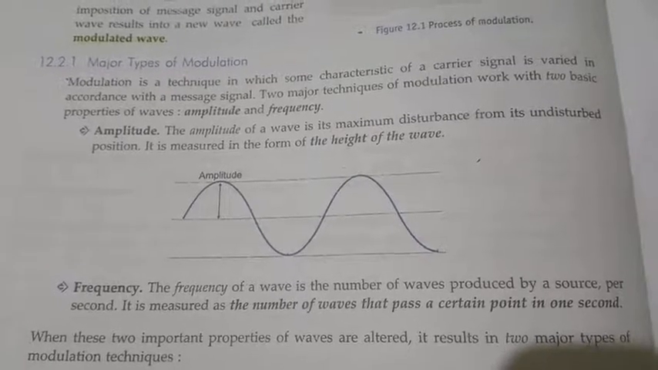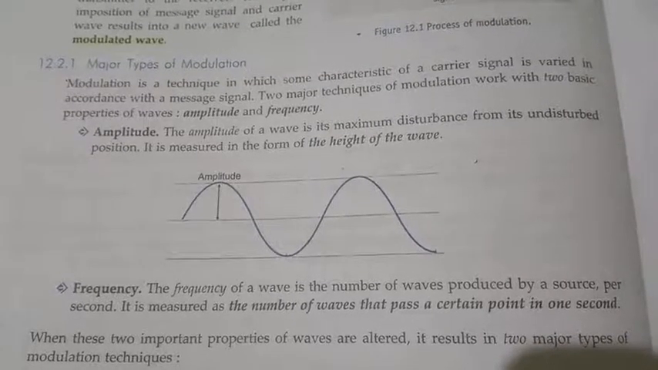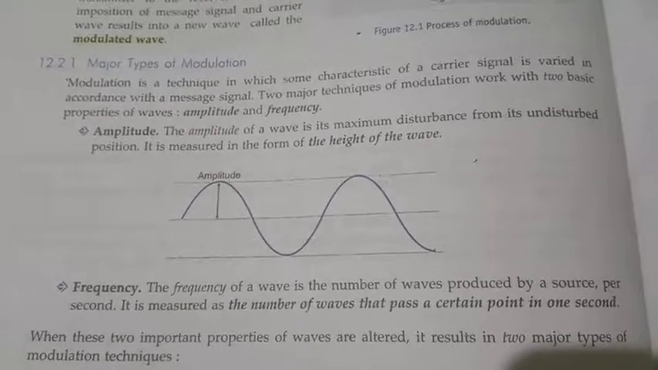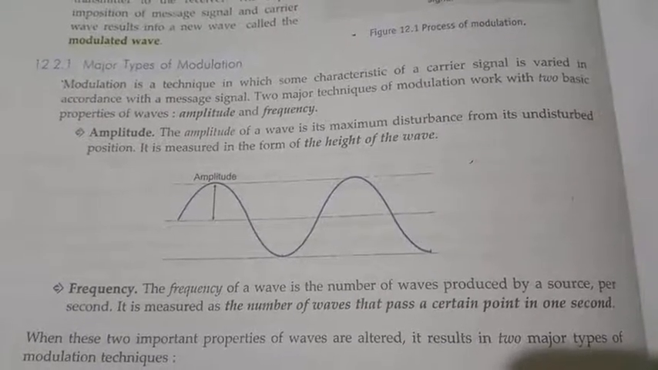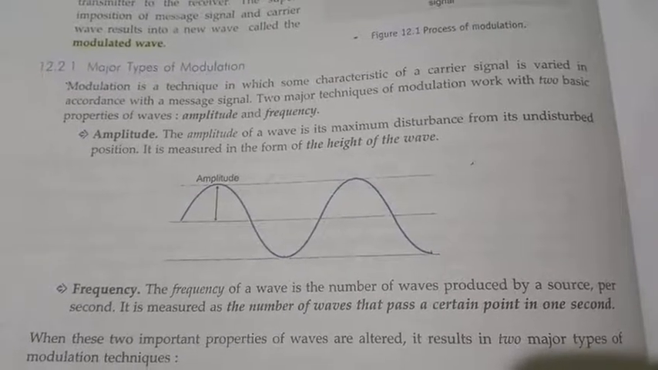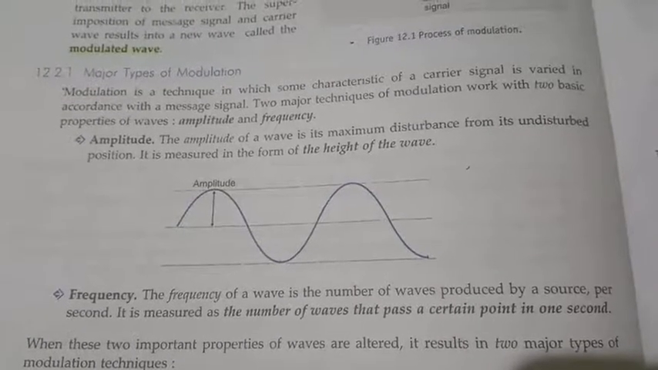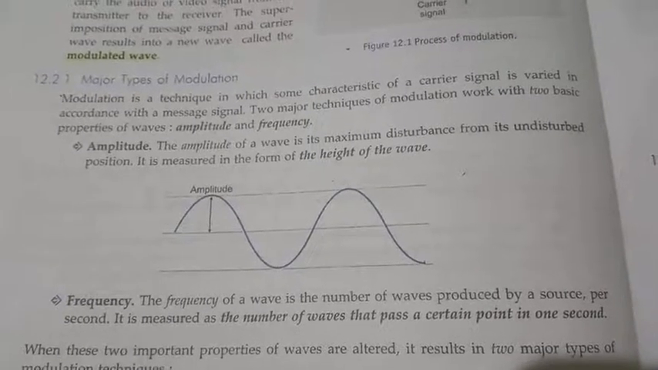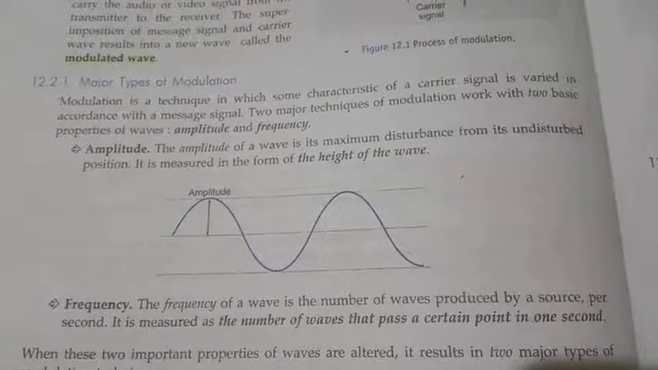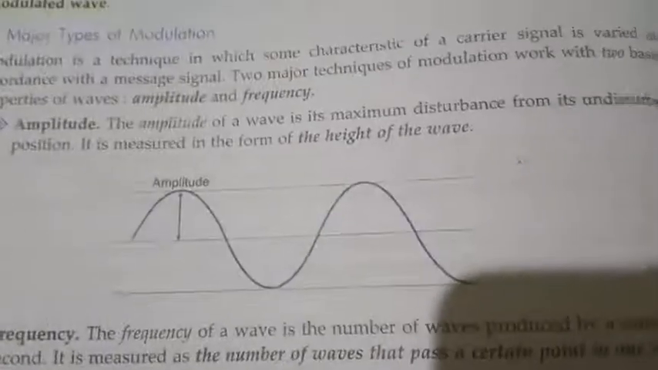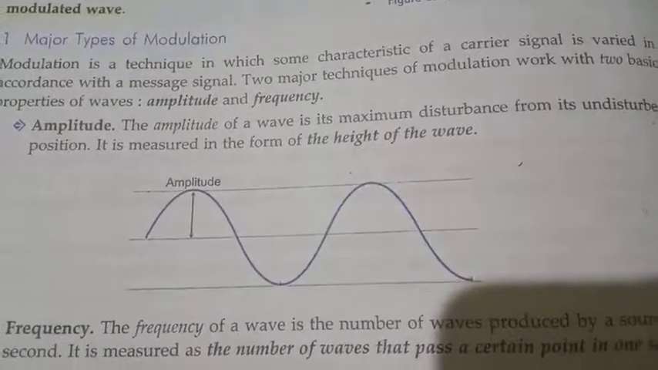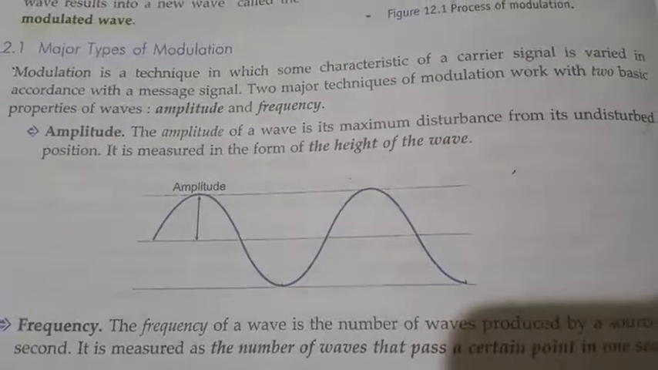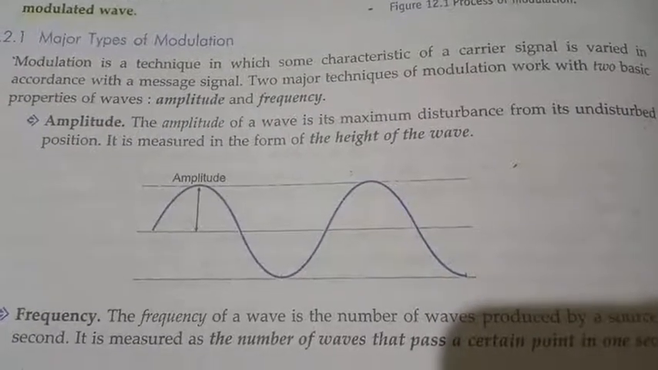So look at that. The signal travels like a sine wave. The maximum peak it reaches is known as its amplitude. So positive amplitude and negative amplitude are there, that is, the positive peak and the negative peak. Another word is peak, as already shown in this figure. The amplitude of a wave is the maximum disturbance of a wave from its undisturbed position.